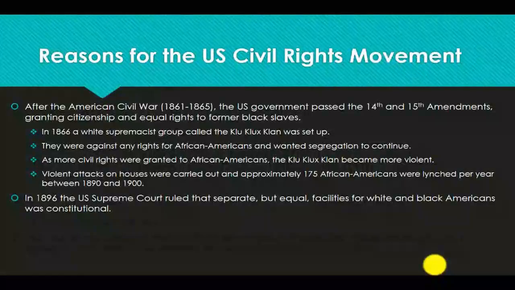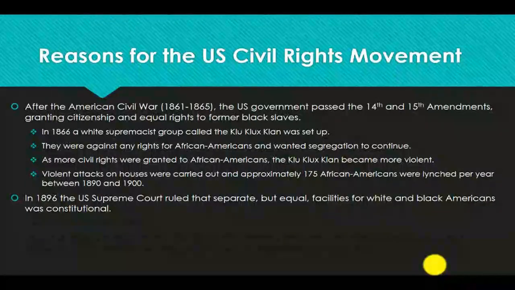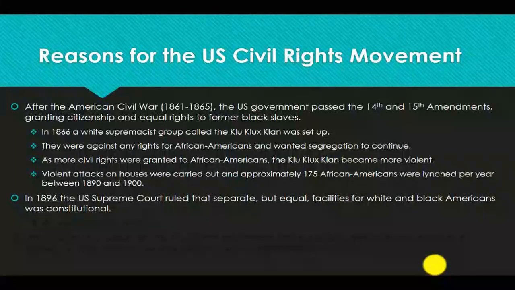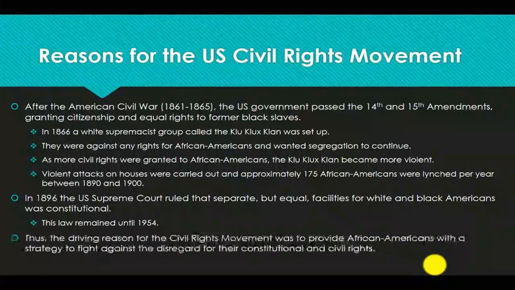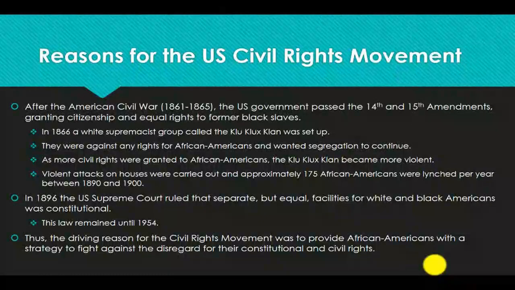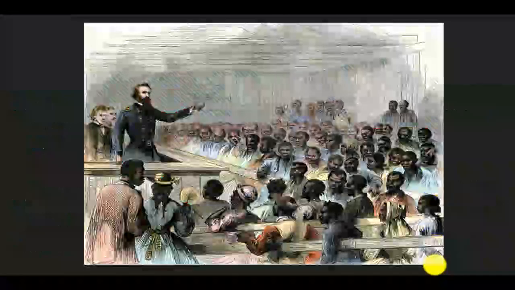So in 1896, the US Supreme Court ruled that separate but equal facilities for white and black Americans was constitutional, okay? This purported the idea that as long as we're providing them with the same type of facilities, it was considered equal. It didn't mean that it had to be granted together. All right. So that law remained in place until 1954. And this was then the driving reason for the civil rights movement, to provide African Americans with a strategy to fight against the disregard for their constitutional and civil rights. Okay.